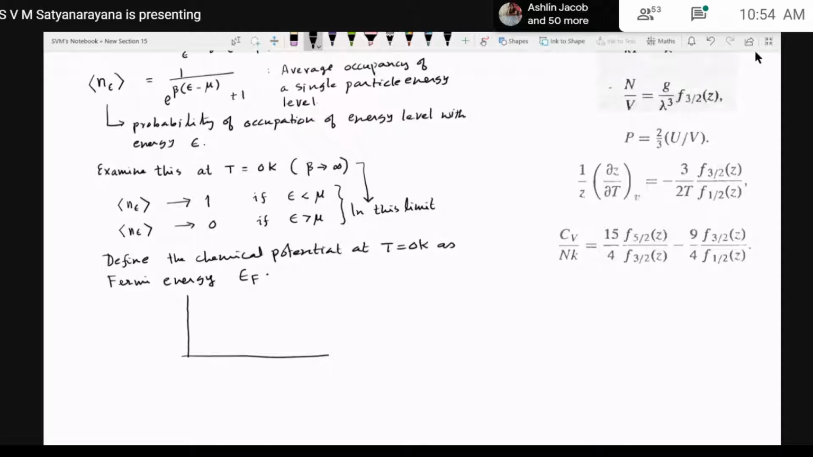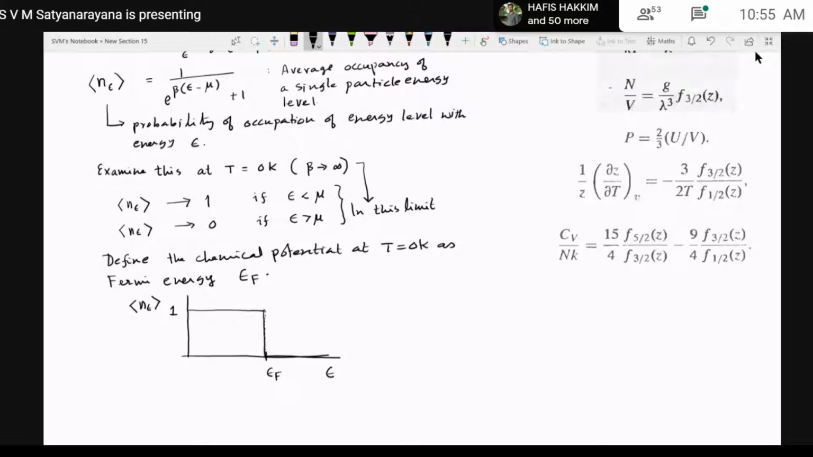And you can plot this in terms of energy and then the occupation n epsilon. Let's say you have somewhere here your epsilon F, the Fermi energy. So this is going to be 1 up to that Fermi energy, and then after that it is 0. That means it is just like a step. It is 1 up to this and 0 after this. And this is 1. So this is what it is.